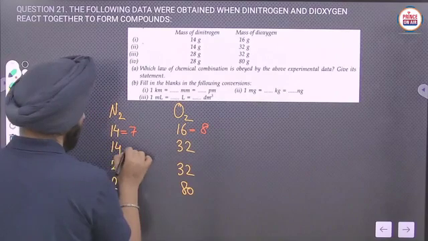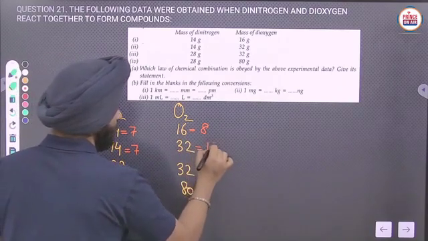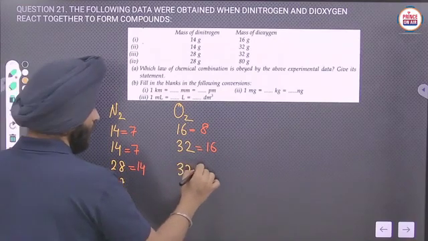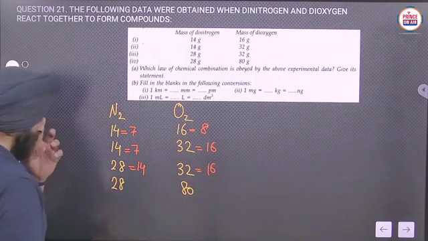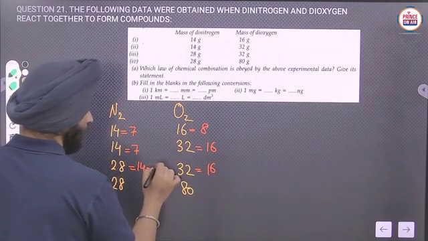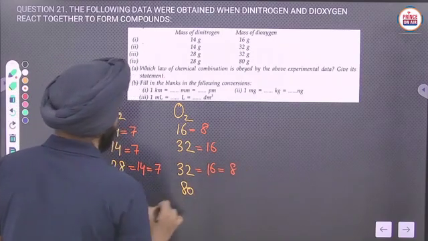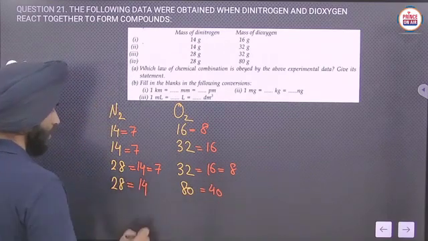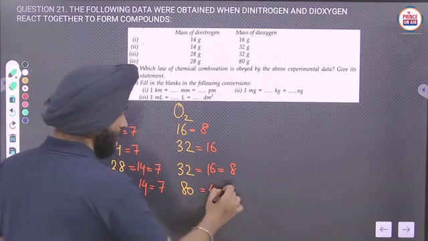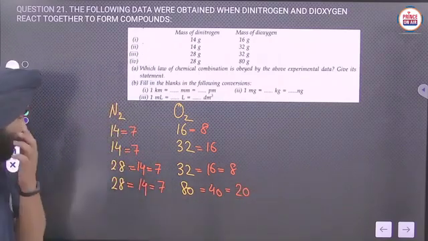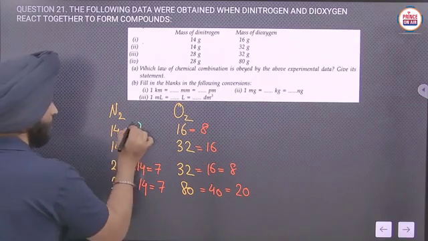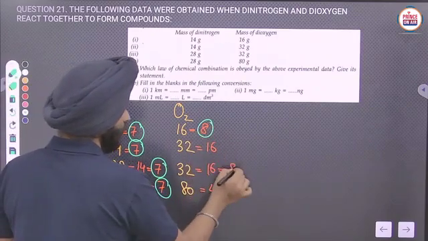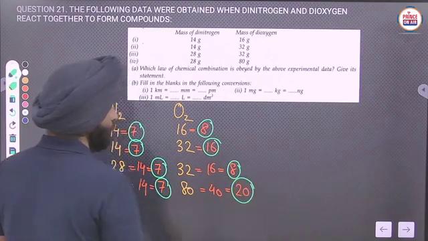Here it will be 8, here it will be 7, here it will be 16, here it will be 14, and here it will be 16. And if you further cut it, you will get 7 and 8. Here it will be 14 and then 40. Then on further cutting, that will be 70 and then 20. Now we got the values 7, 7, 7, 7 here, and here 8, 8, 16, 20. Clear?